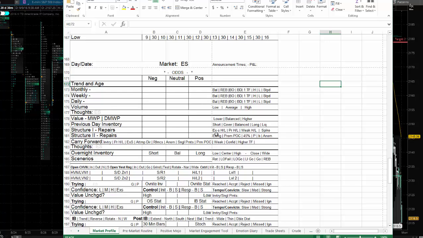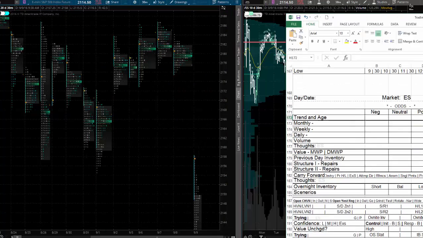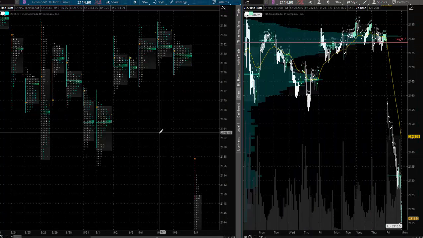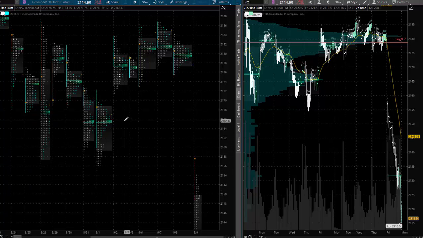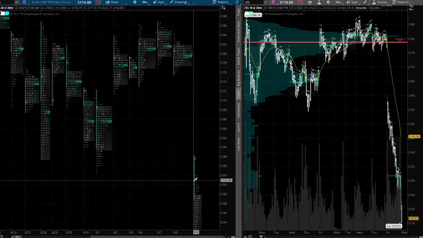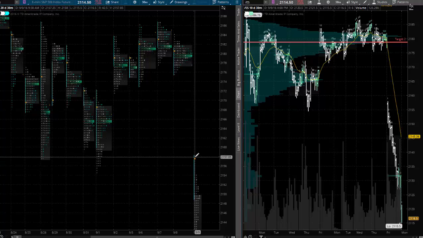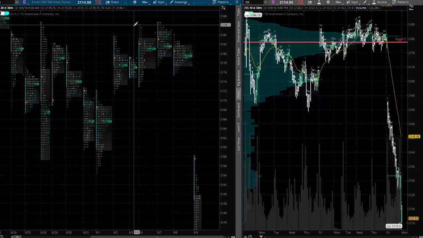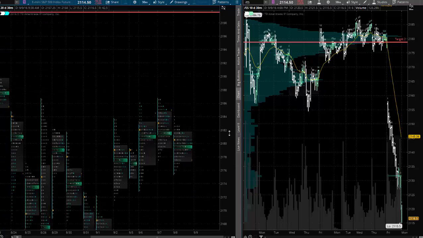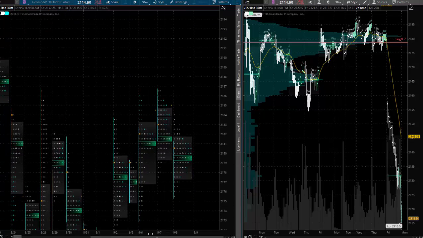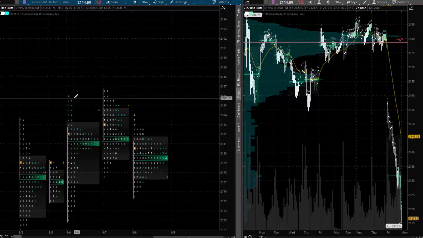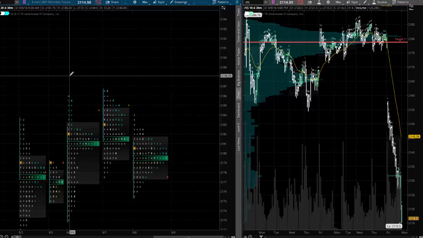Structure and repairs. All right, we have excess high and low, poor high and low, weak high and low, spike. A good high or low is like this, this is a good high. You want excess, right? A poor high is something like this here, where you don't have any excess. I don't know if you can see that real well, but both of these are poor highs, okay? Because there's no excess here.